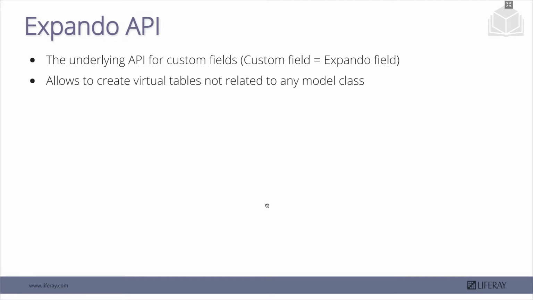So logistically behind the scenes, what the Expando API does is it creates a virtual table that sort of joins with the table that we are extending. So we create an Expando table that may join the user table, for example.